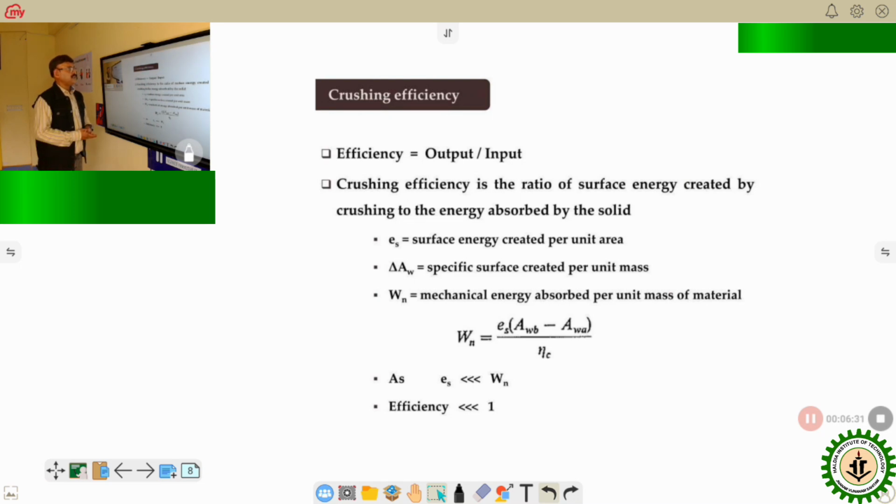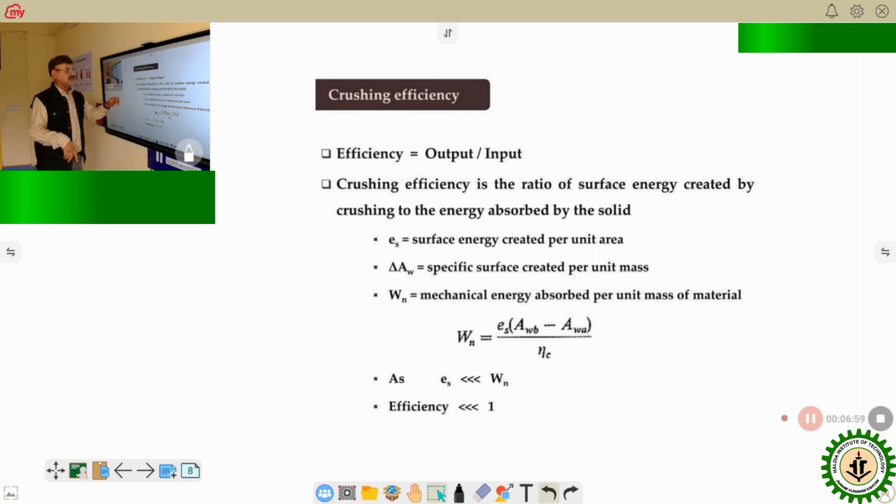Crushing efficiency is generally evaluated as output by input. Output means how much energy is output in the form of new surface energy, relative to how much energy input is there. That is the main formula for getting the crushing efficiency. The crushing efficiency is the ratio of surface energy created by crushing to the energy absorbed by the material.